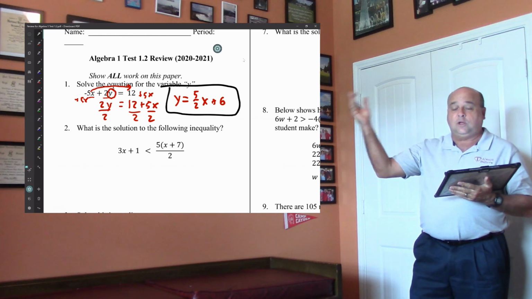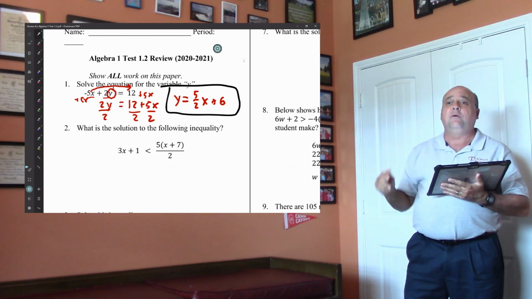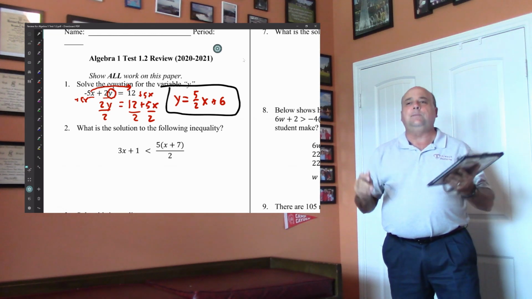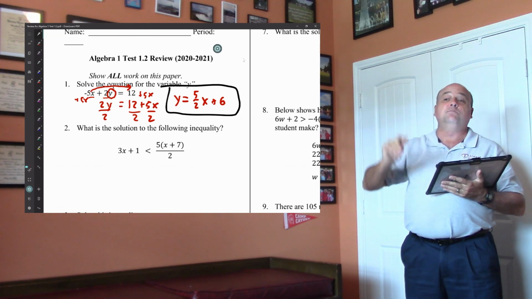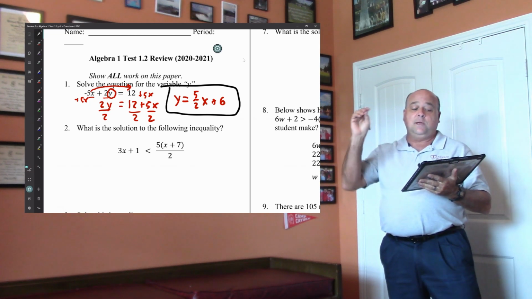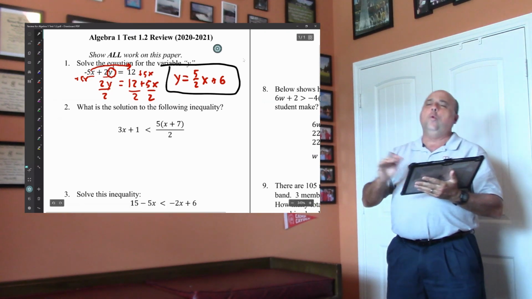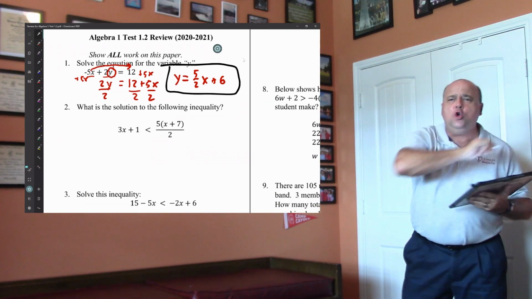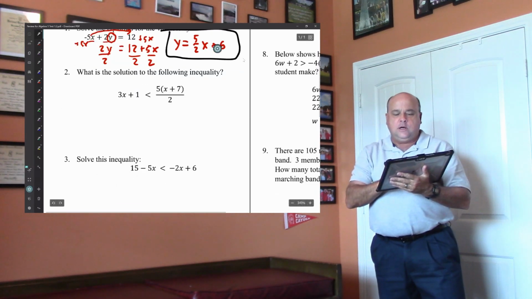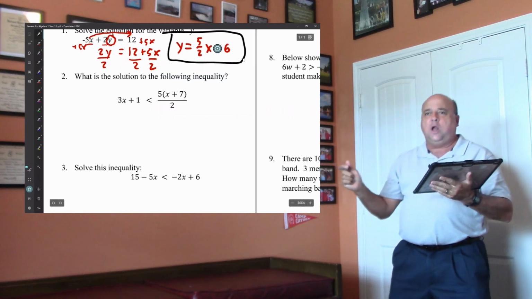This would be a line with a y-intercept of 6 and a slope of 5 over 2. Y'all have got to be able to do this like next month because we're going to be doing this. So make sure you can solve an equation for y. Wow, let's go to number 2. Number 2, we're going to solve an inequality.